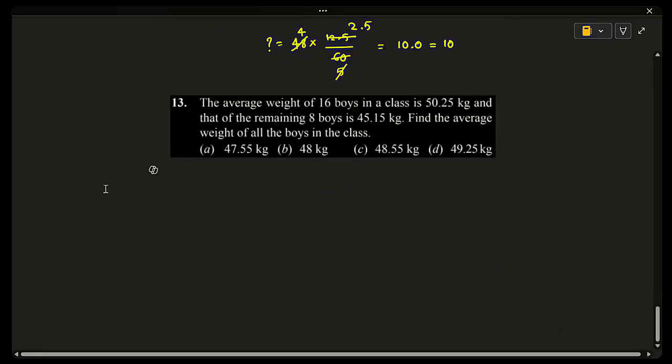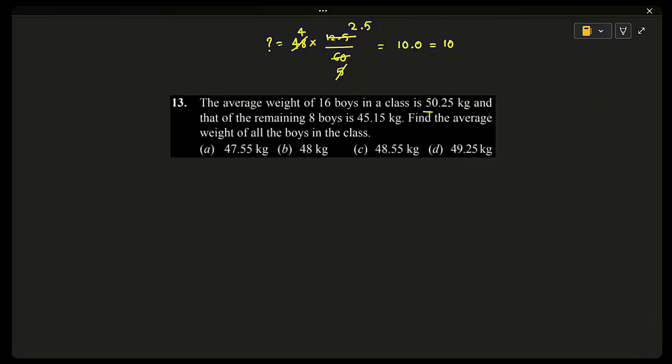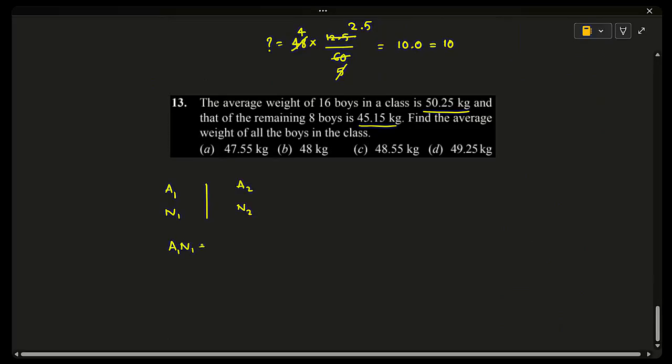The average weight of 16 boys in a class is given as 50.25 kilograms, and the remaining 8 boys' average is given as 45.15 kilograms. Find the average weight of all the boys in the class. This type of question we have discussed in one of the previous papers also. First there will be two groups. First group average will be A1, second group average will be A2, first group number will be N1 and second group number will be N2. Then the direct shortcut you can remember is A1 into N1 plus A2 into N2 divided by N1 plus N2. You can remember this as a formula.